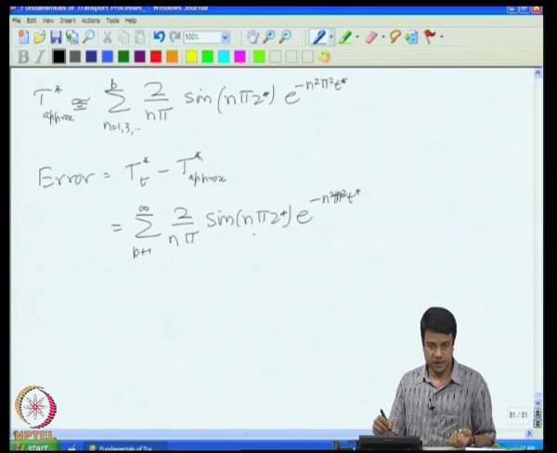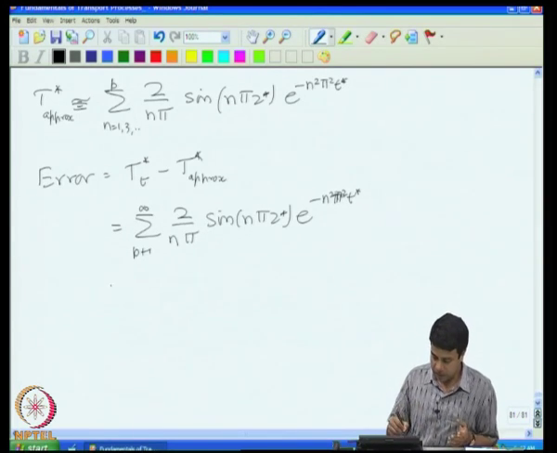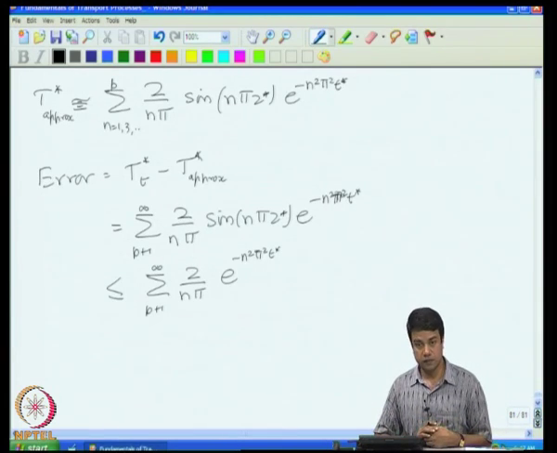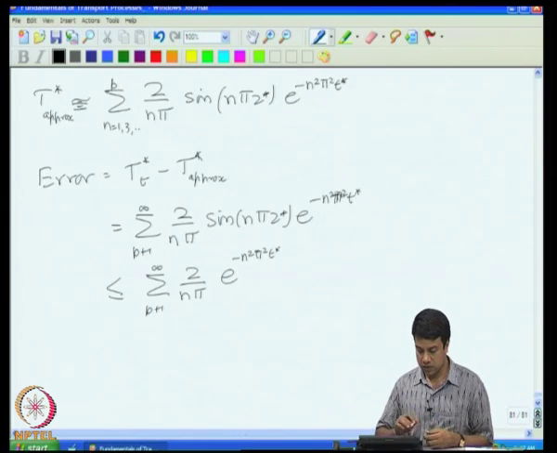Now, we do not know exactly what the sine function is, it is of course bounded, but we know that this has to be less than or equal to the summation from p plus 1 to infinity of 2 by n pi times e power minus n square pi square t. That is because the sine function is bounded from above. The sine function can be at most 1. So, the error can be at most the summation of 2 by n pi times e power minus n square pi square t.